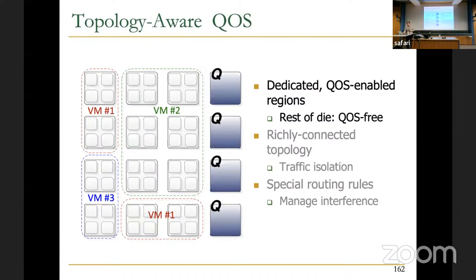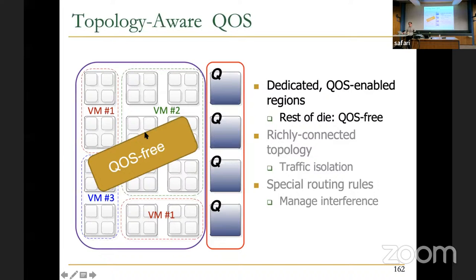So basically, we're going to use that sort of network. This is the topology of our quality of service. This is the shared resource. These are the shared resources on the right. You dedicate the shared resources to be there. These are dedicated quality of service enablers. Here you have quality of service support in the routers, in the memory controllers, everywhere. But the rest of the die, you keep quality of service free, if you will. And now this is good, right?